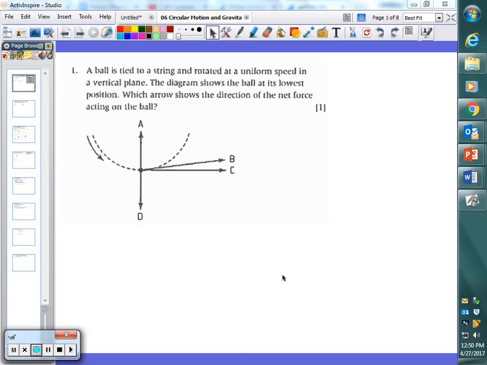So for question number 1, a ball is tied to a string and rotated at a uniform speed in a vertical plane. So it's going up and down, right? Just swinging it like this. The diagram shows the ball at its lowest position. Which arrow shows the direction of the net force acting on the ball?